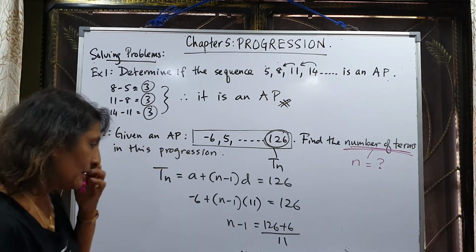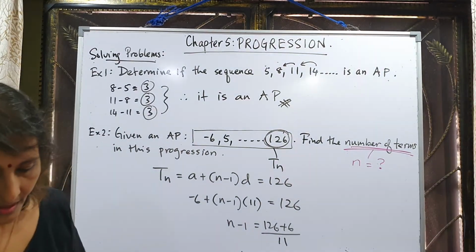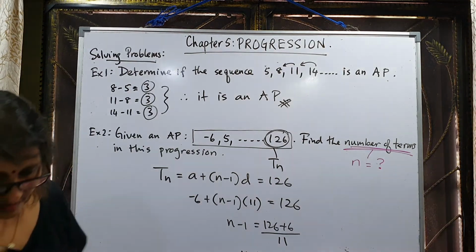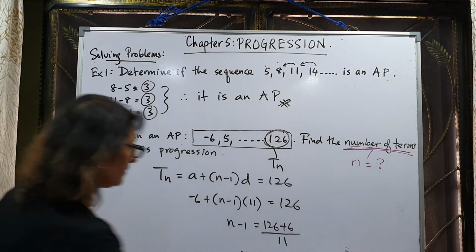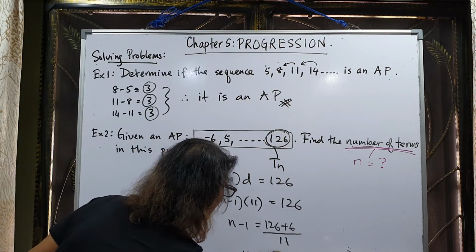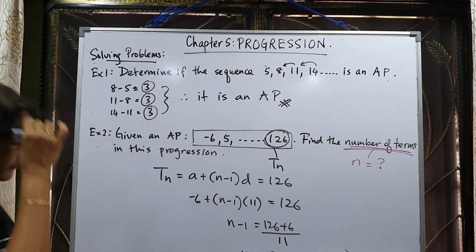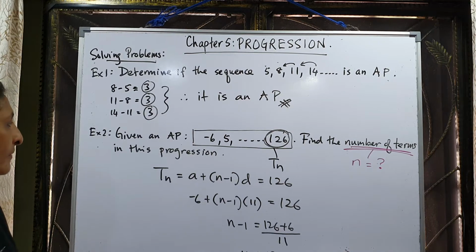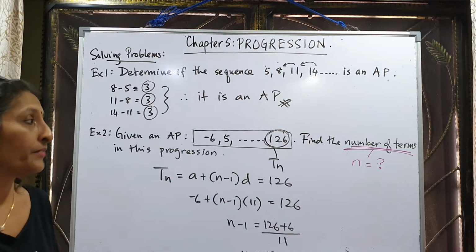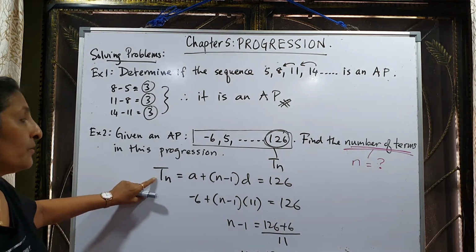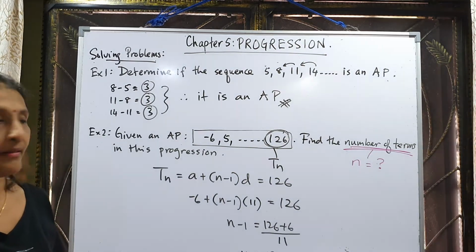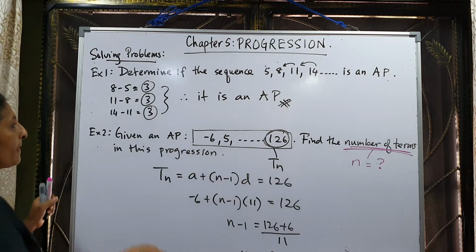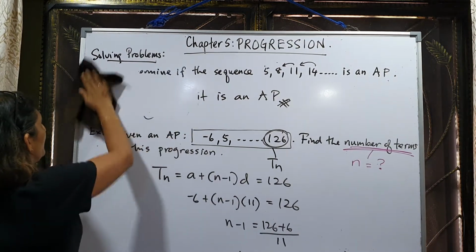Now you calculate, bring the 6 over there and bring the 11 over there, equals 126 plus 6 divided by 11, and you should get n here by bringing the 1 over there, so plus 1. Okay, let's see what it is. The answer would be 12 plus 1, 13. Okay? So whenever you want to find the number of terms, don't forget we use the Tn formula. You use the Tn formula, you should get n. Show you example 3.